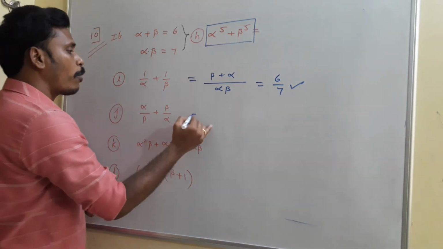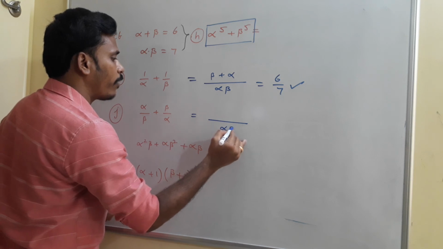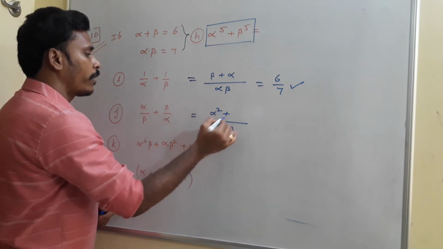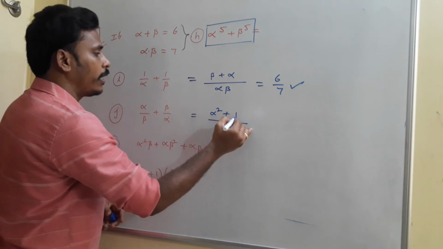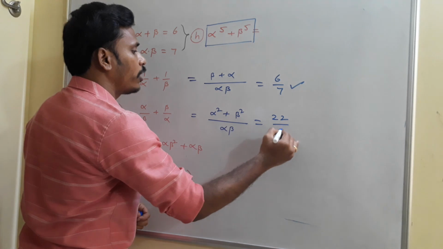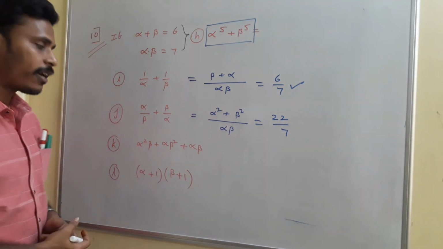And whereas the second problem, again you just take LCM as alpha beta. Here beta is there, so multiply with alpha, alpha square. Here alpha is there, multiply with beta, beta square. And now alpha square plus beta square, I have it as 22 by 7. There is the second problem.